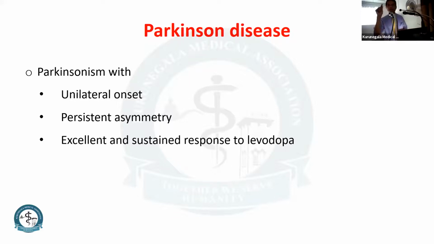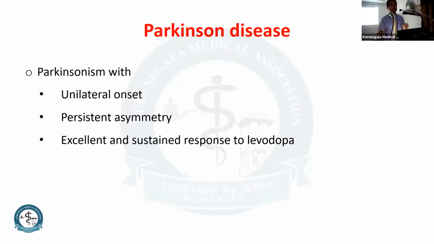So it depends on when you see the patient. If you see the patient at the very beginning, you will see unilateral clinical features. If you see the patient a little later, you will see bilateral features, but it is always asymmetrical, more on one side. So there is persistent asymmetry even in later disease.